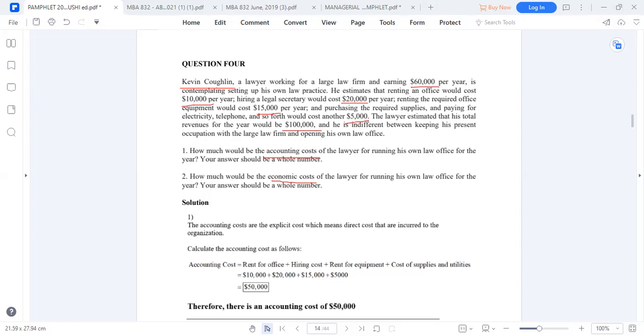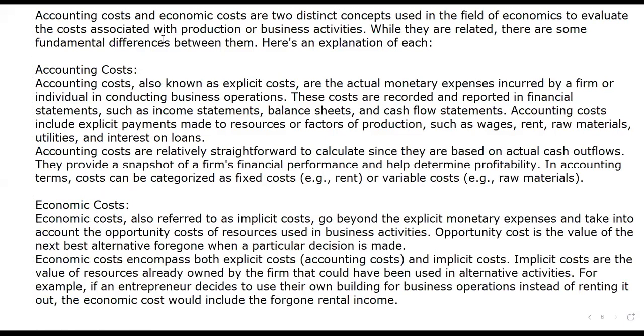So the calculations I'm going to do now are going to be based on that explanation. Let me just beam the explanation for your own digestion. Okay. So these ones are very important. Accounting costs are explicit costs, out-of-pocket costs, whereas economic costs are referred to as implicit costs. The other name for economic costs is implicit costs. So these take into account opportunity costs.